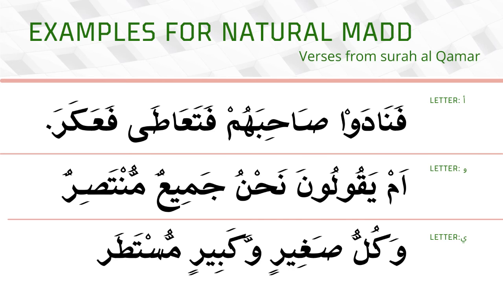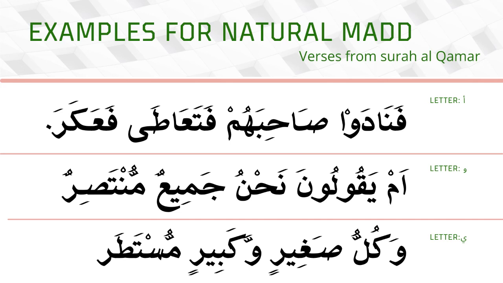يقولون نحن جميع منتصر. Okay, now let's go towards the third letter which is the ya. وكل صغير وكبير مستطر. وكل صغير. صغير. So the letter ghain has kasra on it and a ya. So we should pronounce it as صغير, not صغير. That is called صغير. We should give it 2 counts.